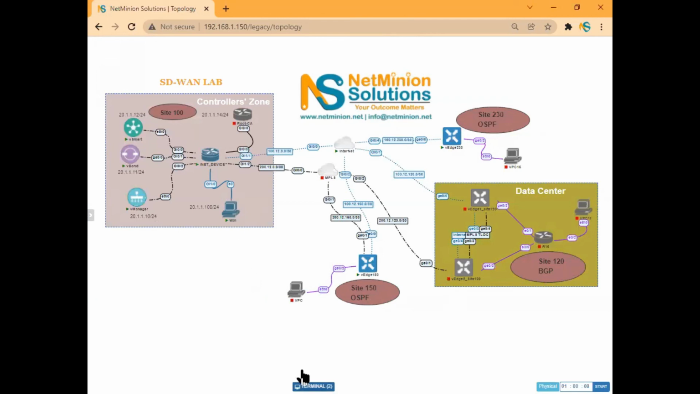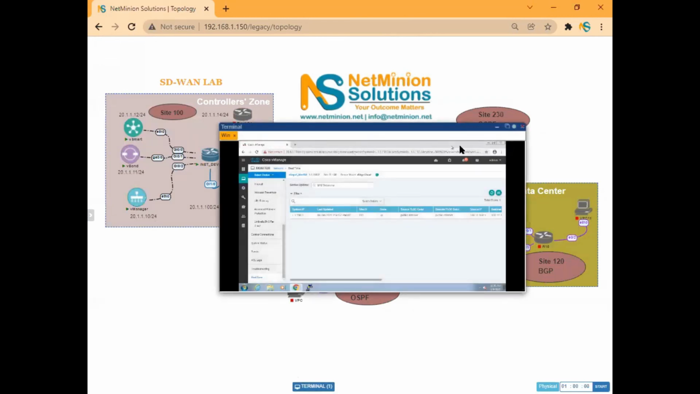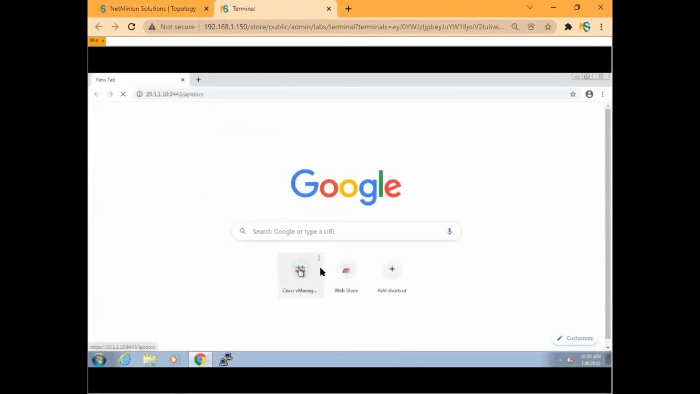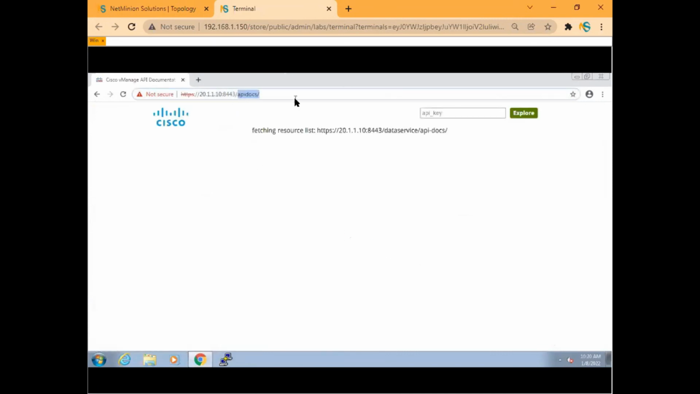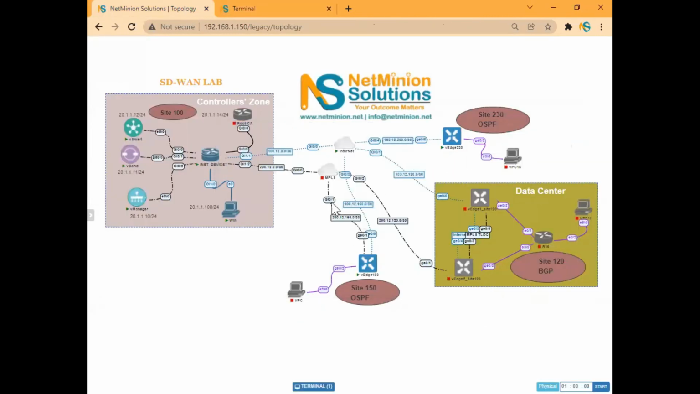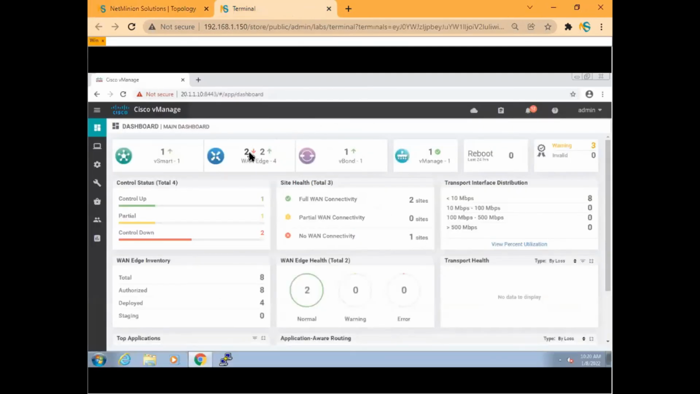Now let me take the console and log in over the vManage. By the way, you will also get this kind of topology, where you will be working from scratch so that you can run it your own way and learn the things from the very basic steps. Since all of the devices are not up, a couple of the devices are showing over here as down.